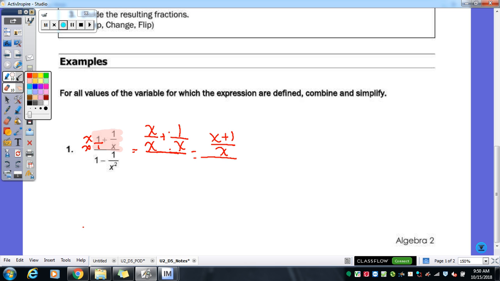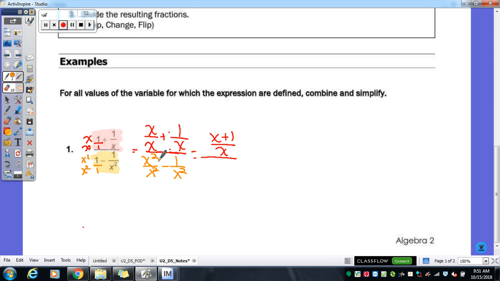So now let's look down here at the denominator. So 1 minus 1 over x squared. What would be our common denominator? X squared. We want this over x squared minus 1 over x squared. That second fraction was already over x squared, so that's going to stay as 1 over x squared. What do we have to multiply the first one times? X squared. So that becomes x squared over x squared.